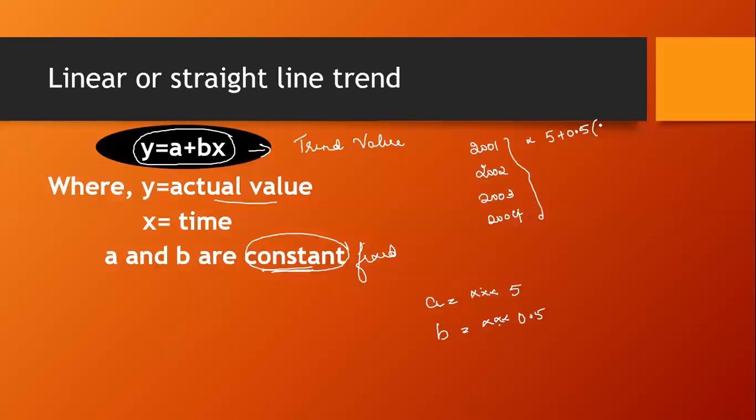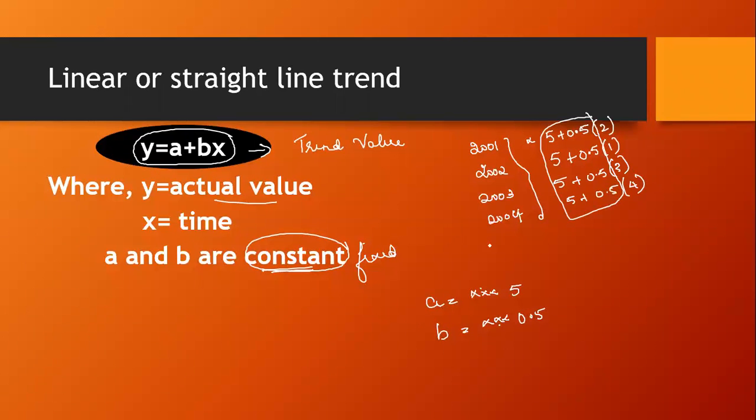That means it will be 2. Okay, consider first year 2, second year this will remain the same. Constants a and b will remain the same: 1, 5 plus 0.5, 3, 5 plus 0.5, 4. Okay, now if you see here, the a and b values are constant. So that means the a and b values should be constant for all the years.